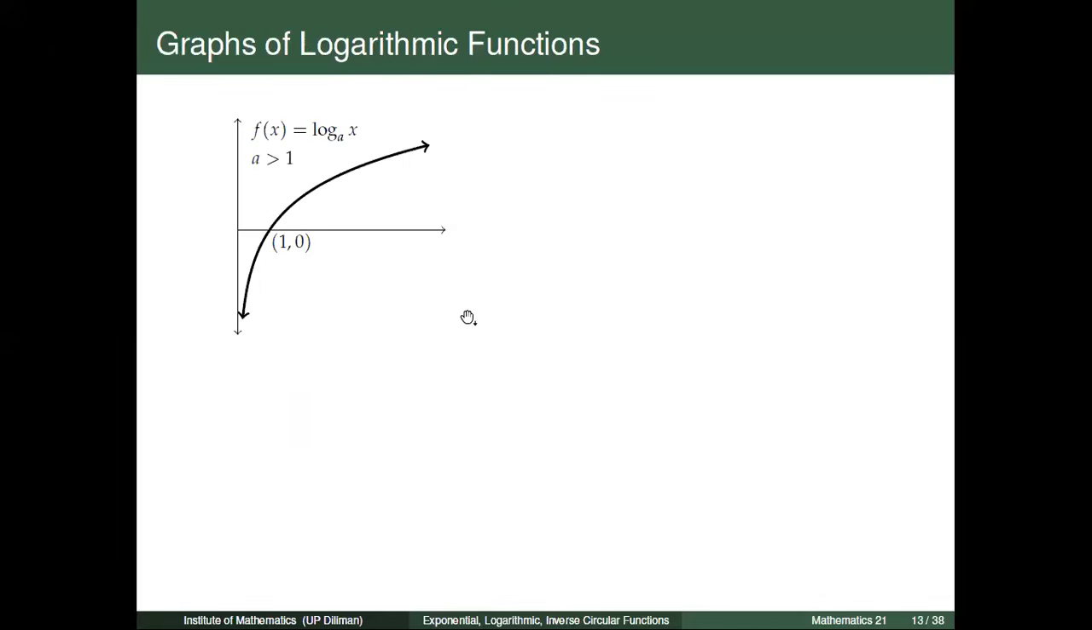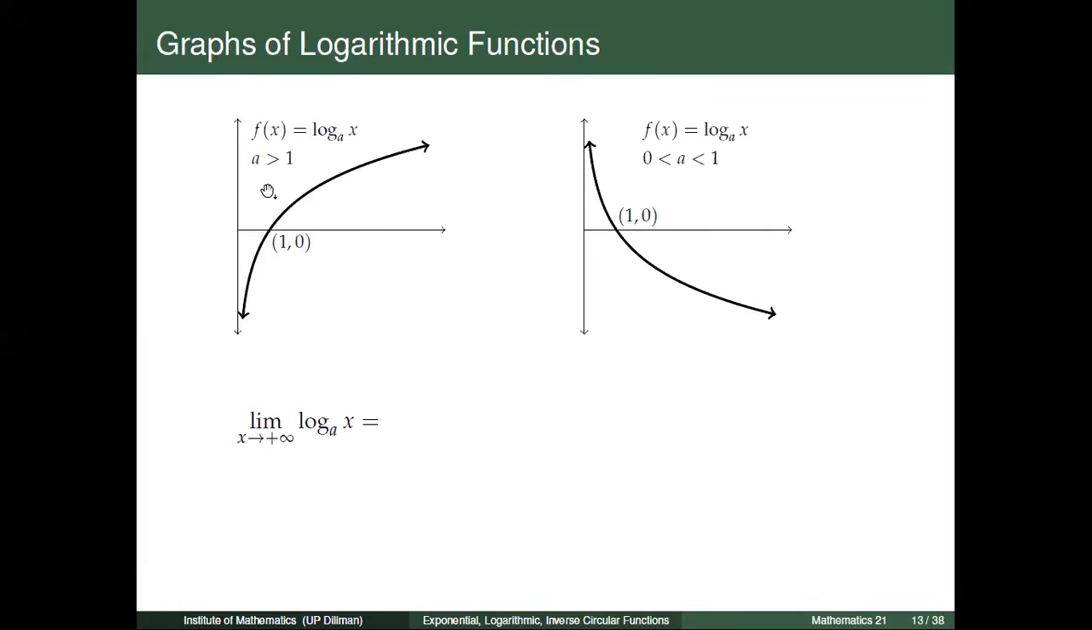This is the graph of a logarithmic function with base greater than 1. And this is the graph of a logarithmic function with base between 0 and 1. Note that these functions are continuous on the set of positive real numbers. So the limit of a logarithmic function at any positive real number is obtained by substitution. Now again, let's observe the behavior at the ends of the domain.